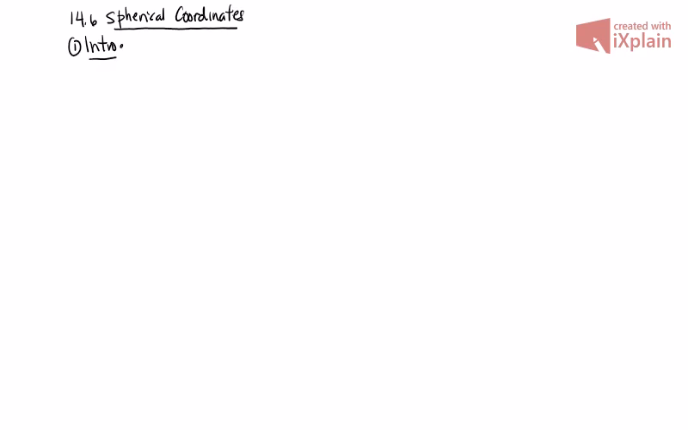the entry point into this is to notice that very often rectangular and cylindrical coordinates aren't ideal for some simple objects. So rectangular and cylindrical are less than ideal for some simple objects.